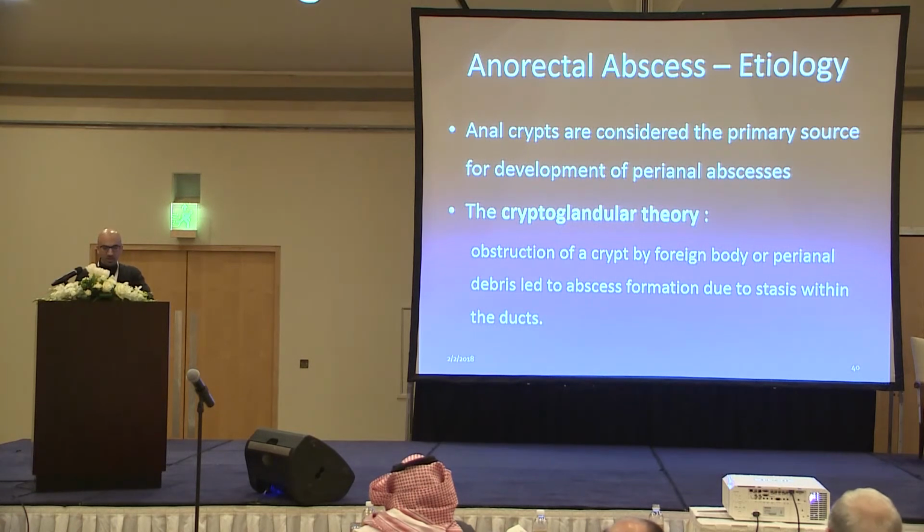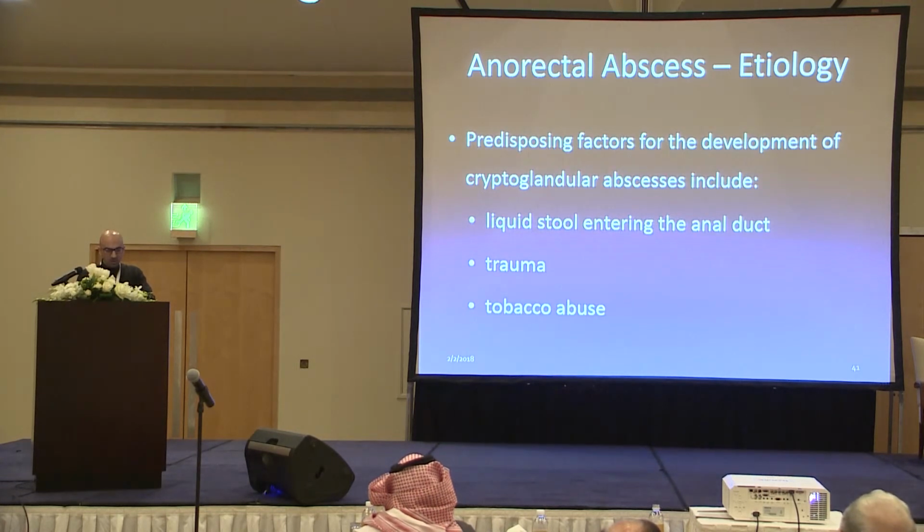The etiology of anorectal abscesses comes from anal crypts, which are considered the primary source of the development of perianal abscesses. The cryptoglandular theory is the most common theory for development of abscesses, which is obstruction of the anal crypts by a foreign body or perineal debris that leads to stasis and obstruction. Some of the predisposing factors include smoking, trauma, and liquid stool entering the anal ducts.